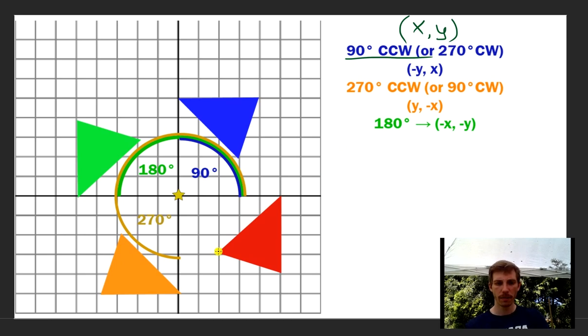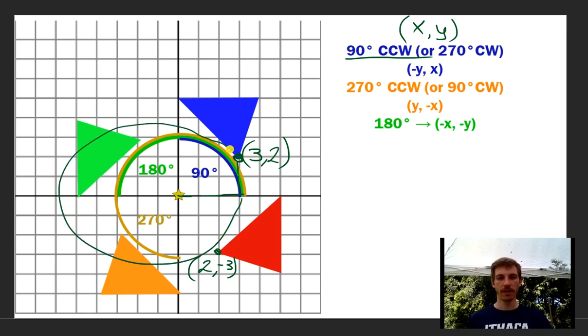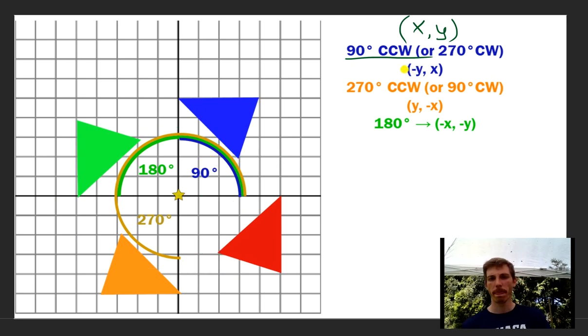Let's take a look. This point right here on our triangle is over 2, down 3. And here's our corresponding point on this triangle. If we take a negative y, so a negative 3, that becomes 3, and our x value is 2. Does that check out? Well, we go 1, 2, 3, and up 2, and that's our point. So that's how that works, 90 degrees, or if we had gone 270 degrees counterclockwise, it would have given us the same result. So again, we switched our y and our x, and we took the opposite of y.